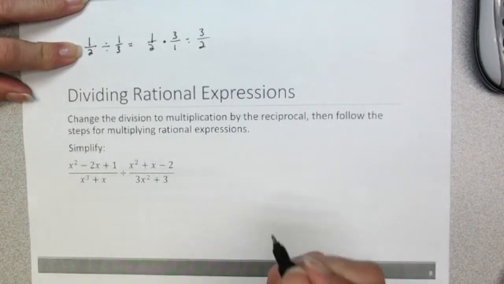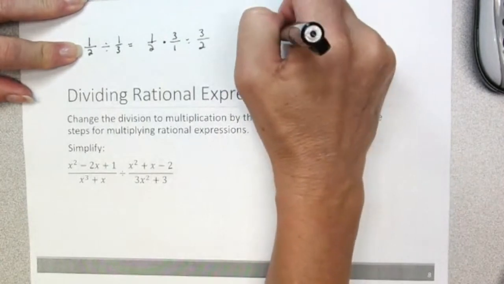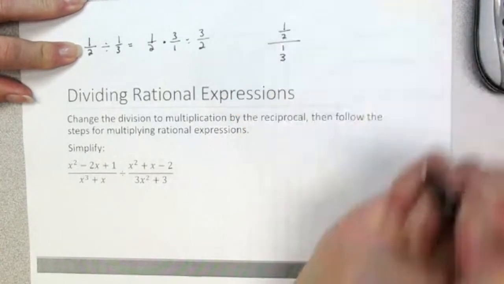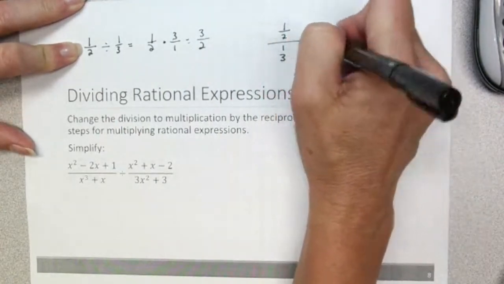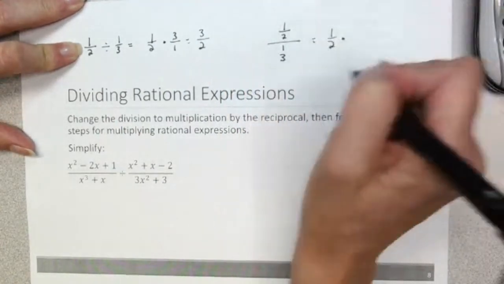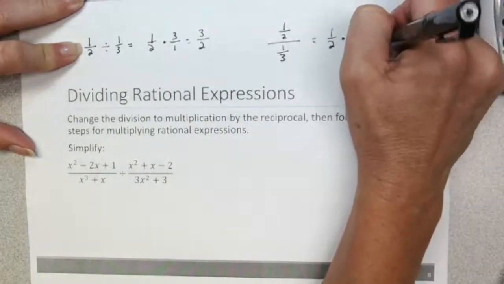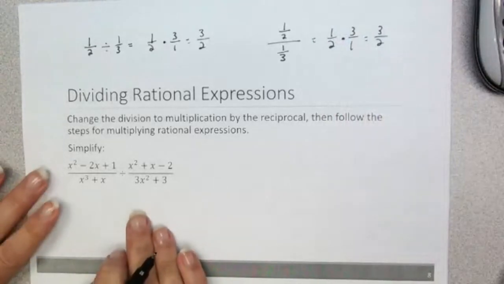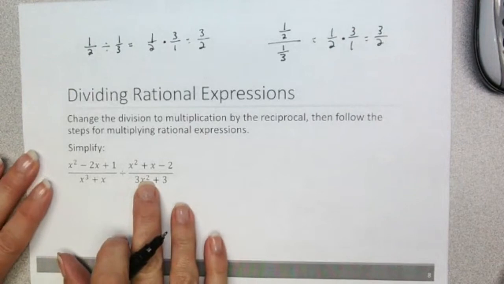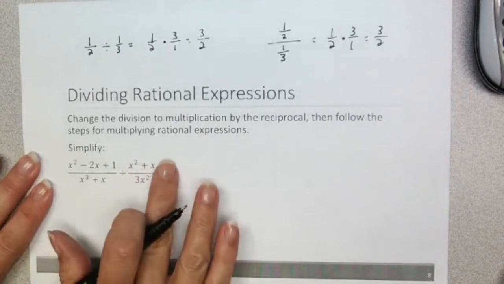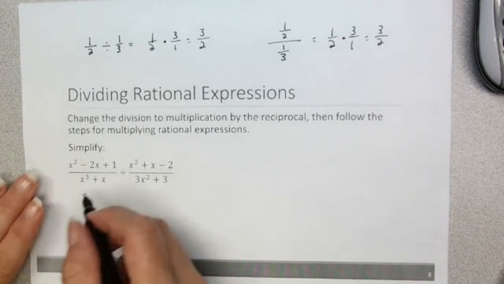Some of you may have learned some memory tricks for dividing fractions. You may have learned keep, change, flip. Keep the numerator, change that division to multiplication, and flip the denominator. That's all we're doing here. We're doing the same thing when we're dividing our rational expressions. We want to change that division problem into multiplication by using the reciprocal of the divisor. Then we're going to go ahead and multiply. All right, so let's do that.